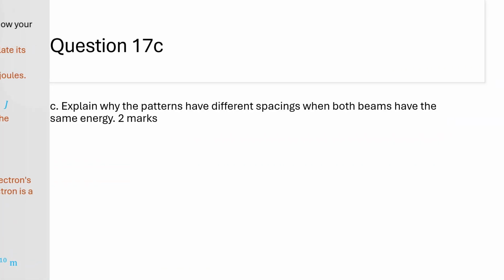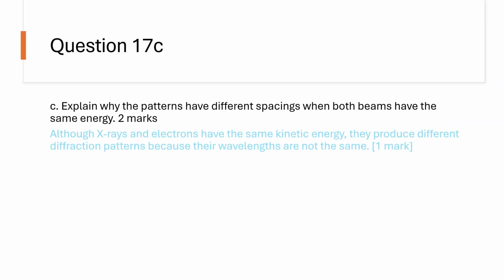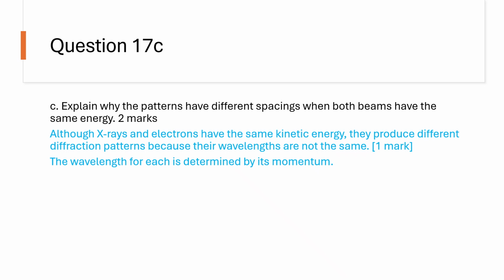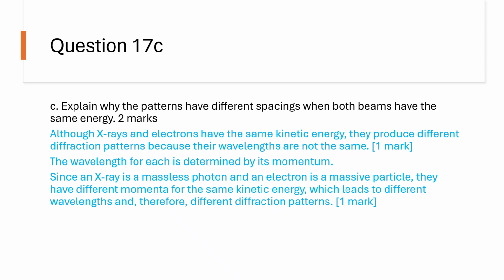Although X-rays and electrons have the same kinetic energy, they produce different diffraction patterns because their wavelengths are not the same. The wavelength for each is determined by its momentum. Since an X-ray is a massless photon and an electron is a massive particle, they have different momenta for the same kinetic energy, which leads to different wavelengths and, therefore, different diffraction patterns.